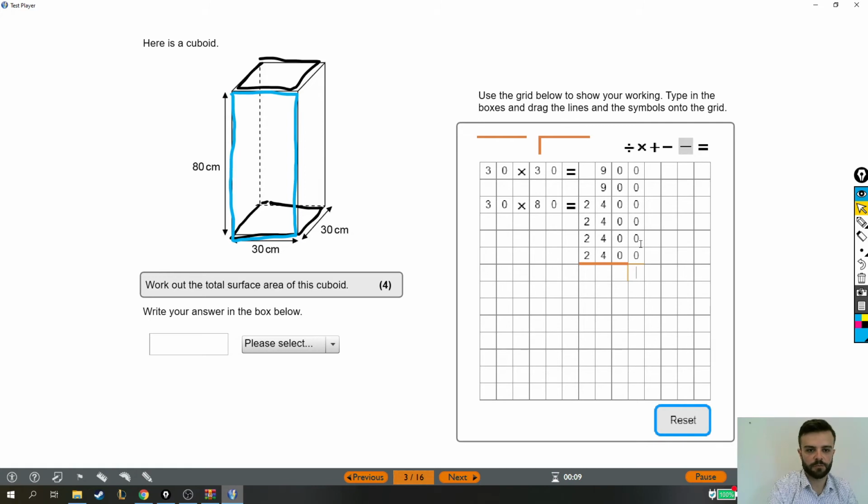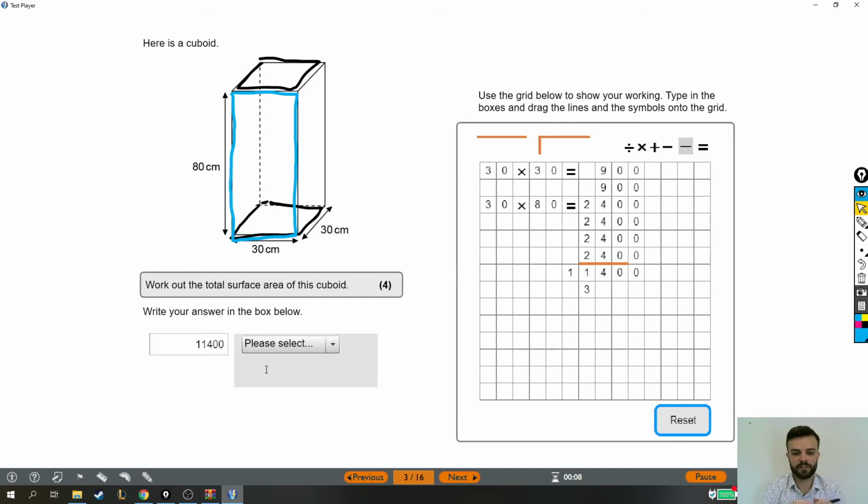So if we add up this column, we've only got zeros, so they add to zero. This column, same issue again, zero. Nine, now this one needs a bit more work. 9 plus 9 is 18, plus 4 is 22, another 4 is 26, another 4 is 30, another 4 is 34. So I'm going to put 4 and carry over 3. 2 plus 2 is 4, 6, 8, 9, 10, 11. So there is our answer for the total surface area. I think the answer is 11,400.